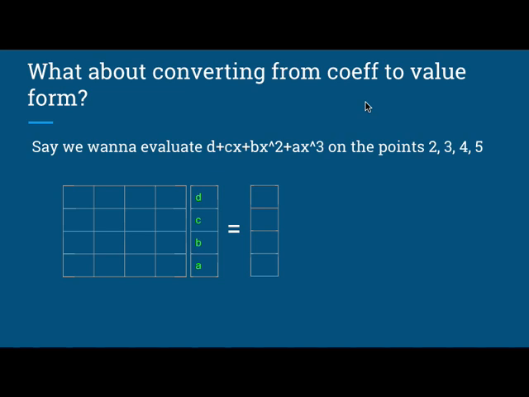So I want someone to volunteer and tell me what should go in the first row if I want to evaluate this polynomial at 2. Come on. Otherwise, we're wasting time. Come on. Yes, in the back. So what goes here?